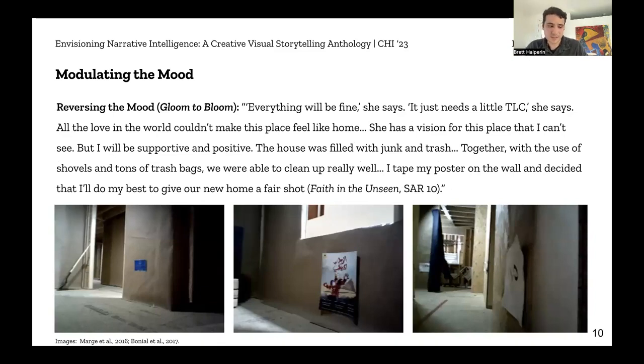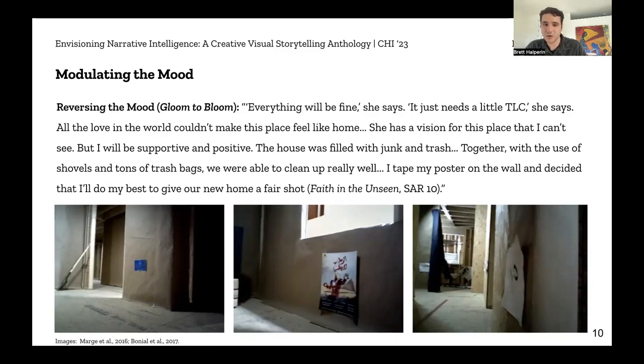Everything will be fine, she says. It just needs a little TLC, she says. All the love in the world couldn't make this place feel like home. She has a vision for this place that I can't see, but I will be supportive and positive. The house was filled with junk and trash. Together with the use of shovels and tons of trash bags, we were able to clean up really well.